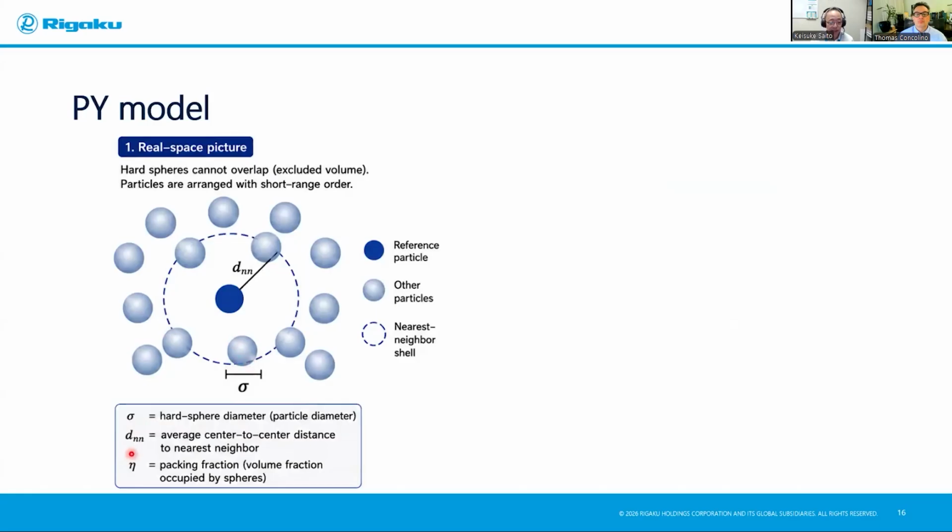And d_NN, which is the average center-to-center distance to the nearest neighbors. For example, from this reference nanoparticle, we have nanoparticles around it, and the average distance to the nearest neighbor is d_NN here. Or eta, which is the packing fraction, or volume fraction, occupied by the spheres.